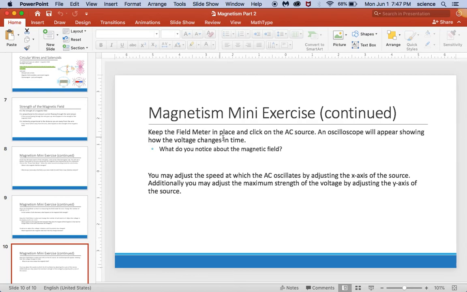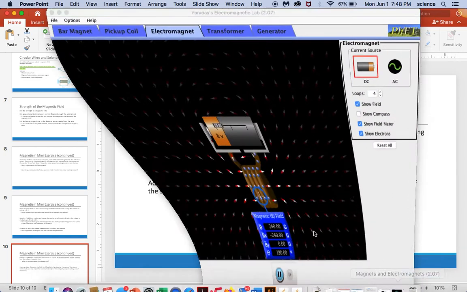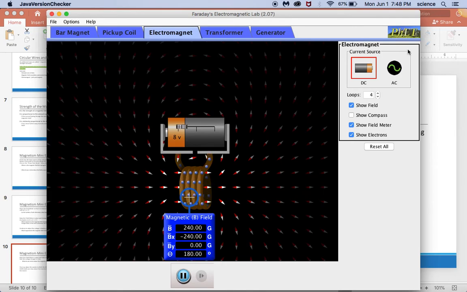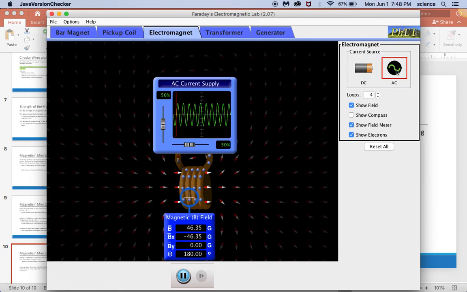All right, I'm going to keep the magnetic field meter in place and click on the AC source, and an oscilloscope is going to appear that shows the voltage changing in time. What do we notice about the magnetic field? And then we can also change the speed of the AC oscillation, and we can see what happens there. So here's our picture here, and now we're going to click on AC.